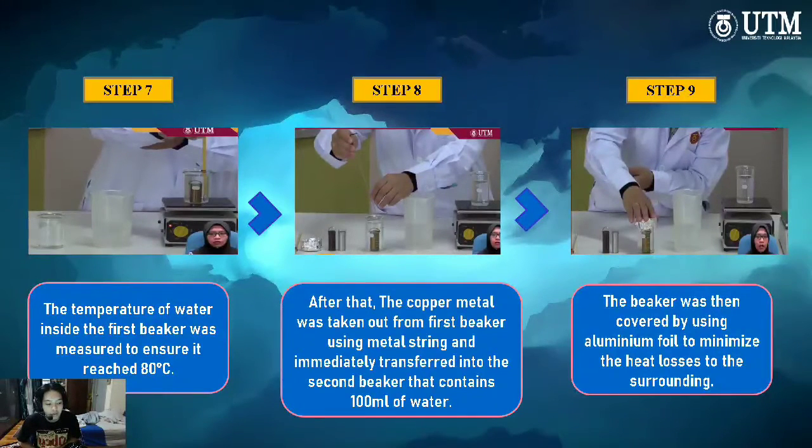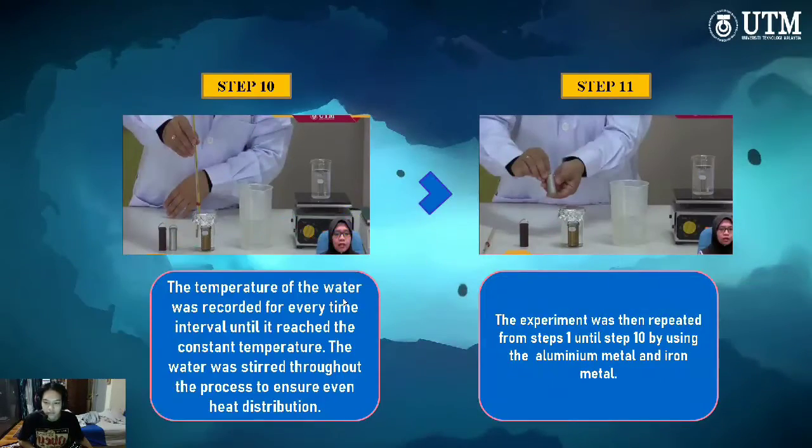Next, the beaker was then covered by using aluminium foil in order to minimize the heat losses to the surrounding. Then, the temperature of the water was recorded for every time interval until it reached the constant temperature. The water was stirred throughout the process to ensure even heat distribution. And lastly, the experiment was repeated from step 1 until step 10 by using the aluminium metal and iron metal.